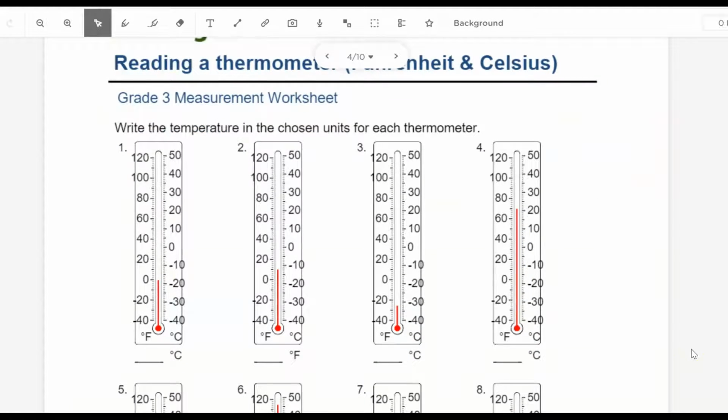Now, you may have heard of the temperatures outside and kind of know that lower temperatures are colder and higher temperatures are warmer. But did you know that in the United States, we use Fahrenheit to measure the temperature? And everywhere else in the world, they use Celsius.